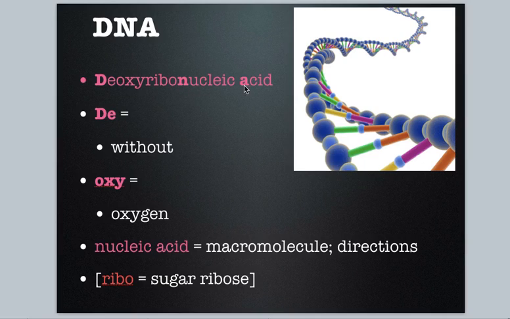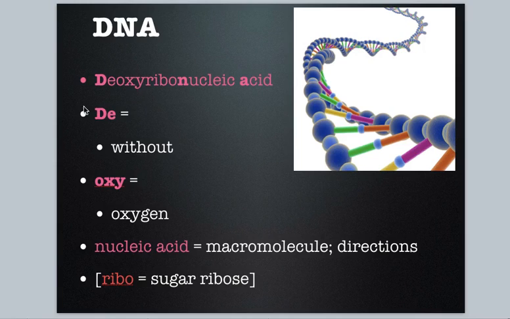Then you already know nucleic acid. These are our macromolecules, and this is the macromolecule set that deals with directions. So deoxyribonucleic acid, DNA. This is a nucleic acid that is made up of the sugar ribose, which is missing an oxygen. I'll actually show you a picture of that later. The missing oxygen part doesn't mean too much to us now.